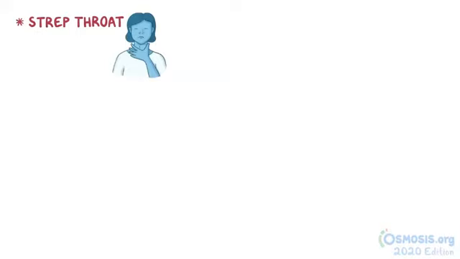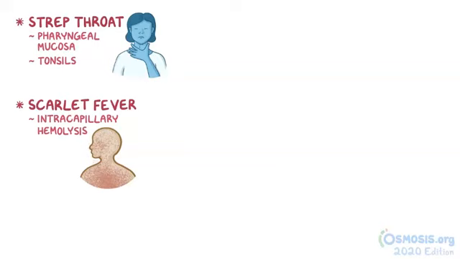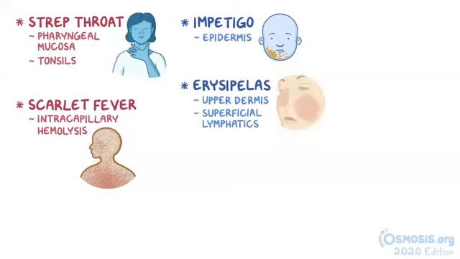Most often, strep pyogenes causes strep pharyngitis, also called strep throat, which is the inflammation of the pharyngeal mucosa and tonsils. Strep pharyngitis might also be associated with scarlet fever, which is when intracapillary hemolysis results in bright red skin rash. When strep pyogenes infects the epidermis, it causes impetigo, which are superficial skin lesions that look like honey clusters. If the bacteria invades deeper, it can infect the upper dermis and superficial lymphatics, causing another skin infection called erysipelas.